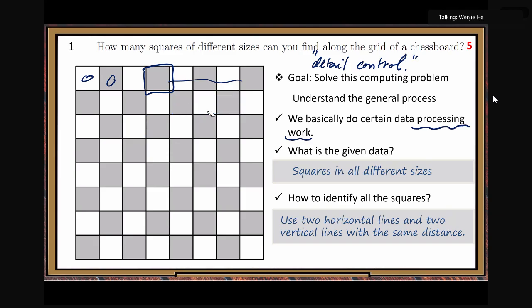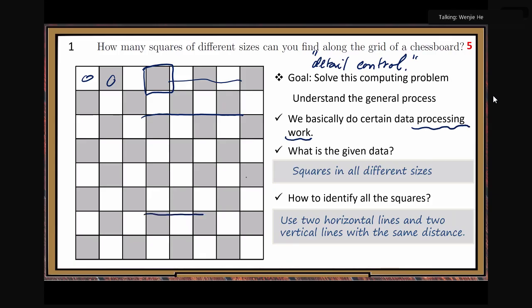Because each square has 4 sides. Then we look at the orientation. 2 parallel sides in the horizontal orientation, right? So here I use this, 4 by 4. 1, 2, 3, 4. 1, 2, 3, 4.